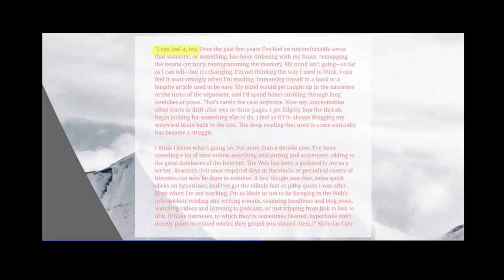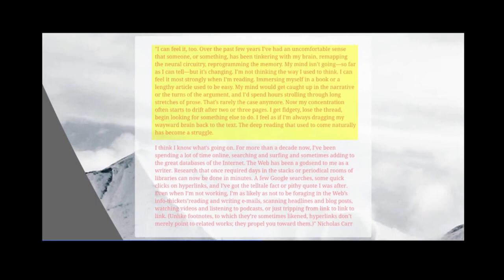I can feel it too. Over the past few years, I've had an uncomfortable sense that someone or something has been tinkering with my brain, remapping the neural circuitry, reprogramming the memory. My mind isn't going, so far as I can tell, but it's changing. I'm not thinking the way I used to think. I can feel it most strongly when I'm reading.